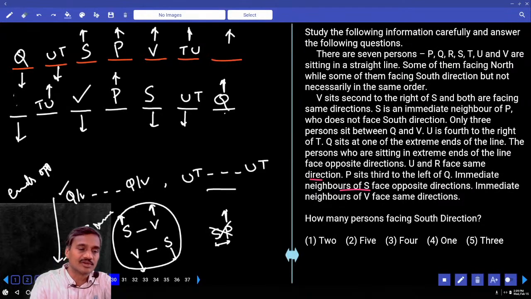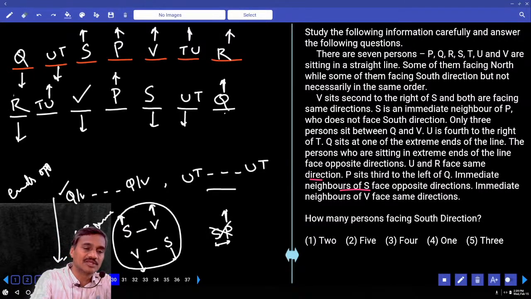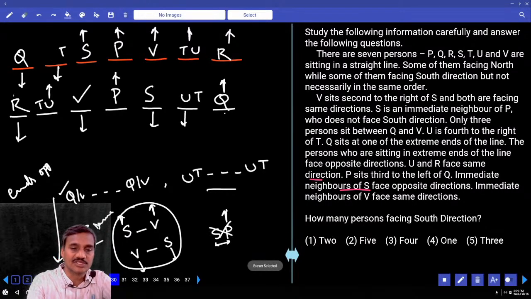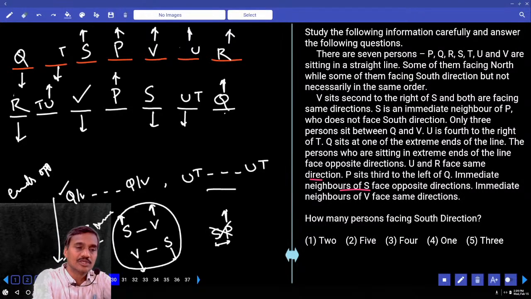Who is left over? R. R must be at this place. If R is here, U and R are facing the same direction. As U and R are facing the same direction, U cannot be here because they are opposite. Hence T is here, and if T is here, U must be at this place. Now here R is facing south, so U must be here. If U is at this place, then T will be here.